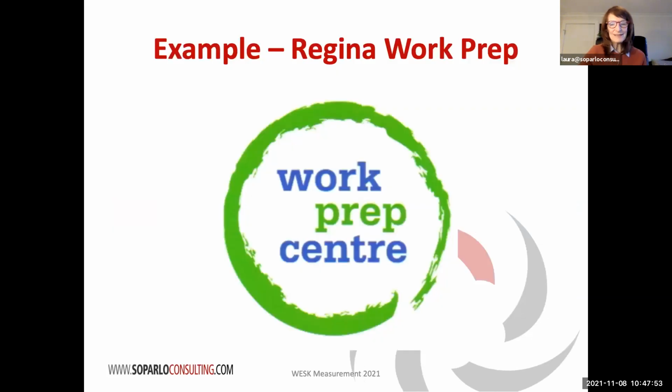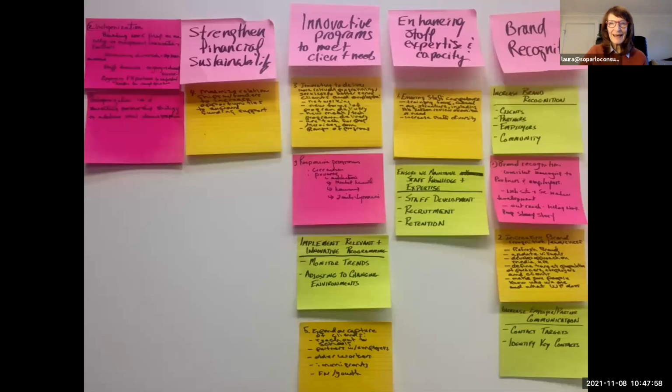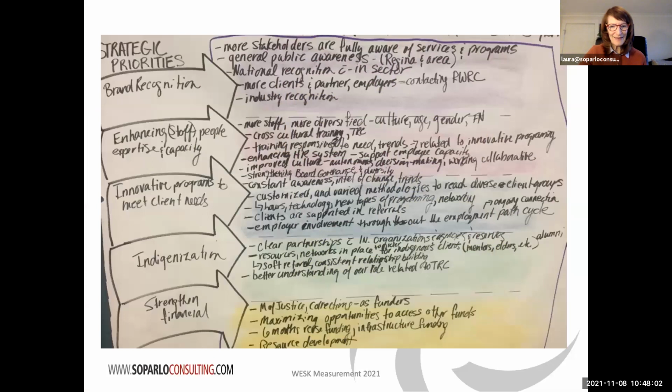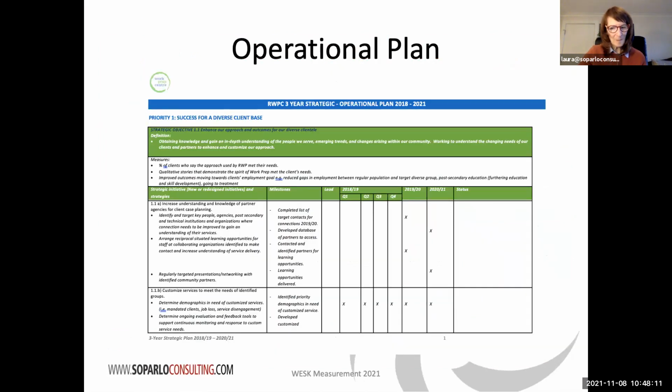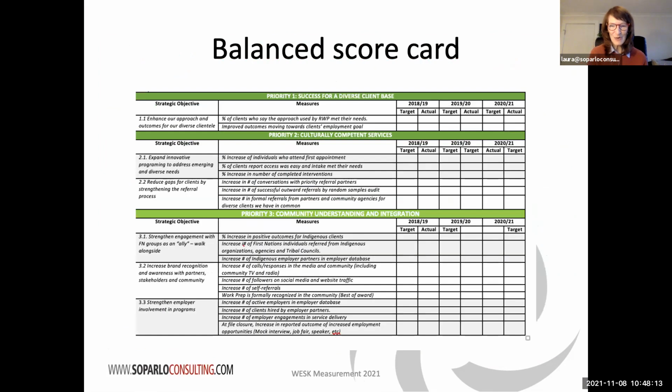So very quick, I always like to show you a little example. Work Prep Center is a client of mine. Again, we did the retreat. There's the strategic priorities. There they describe the intended results. That resulted in a scorecard, which resulted in an operational plan, which resulted in a balanced scorecard. And you can see there's the strategic objective, there's their measures, and they're starting to set up their targets over 3 years. Okay, so just showing you a bit of a cascade.